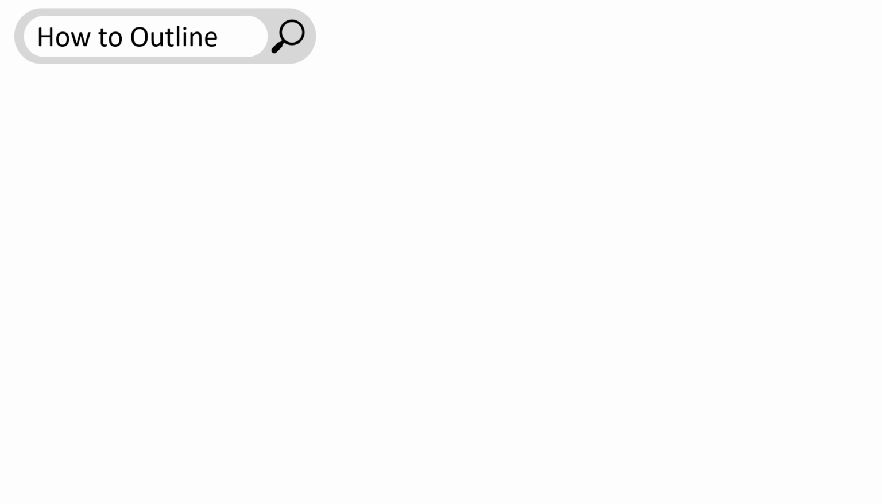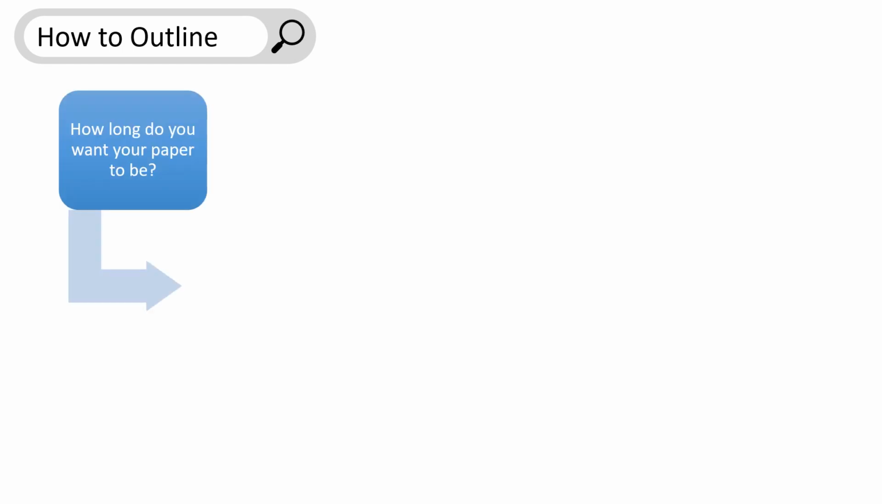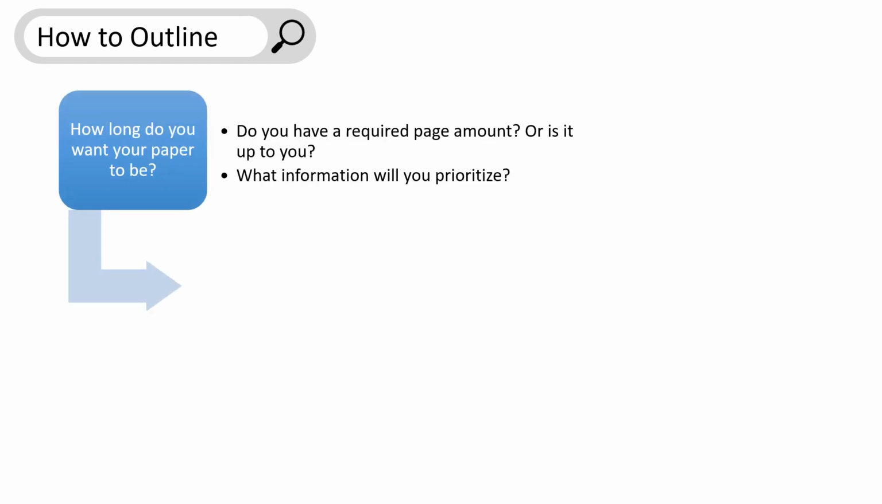Let's ask ourselves a couple of questions first. How long do we want our paper to be? Do we have a required page amount that our professor has given us, or is it really up to us? And also, what information will we prioritize? With all the research that we've done, it's pretty impossible to include all of that in a single paper, so we want to make sure that we prioritize the most important pieces of information and make sure that we include that in our paper.